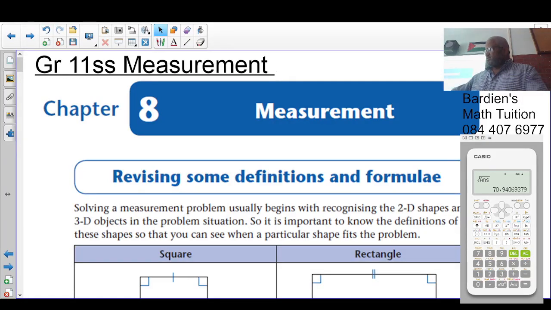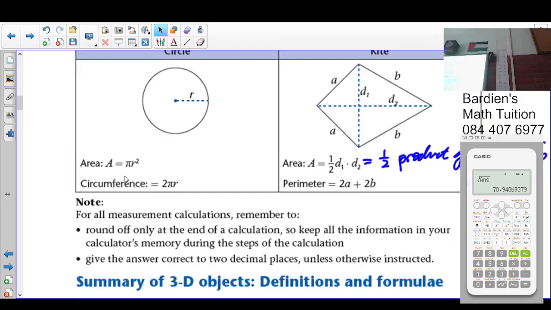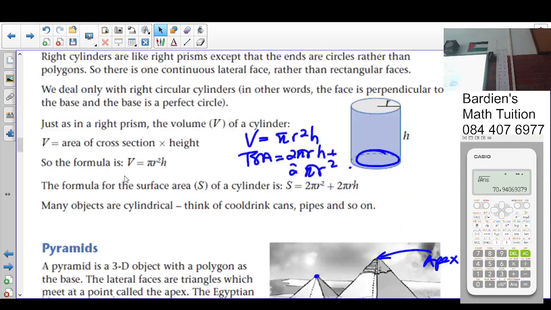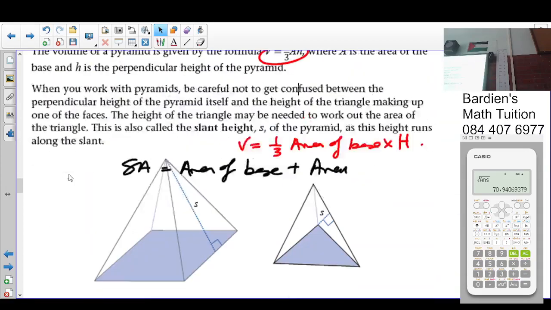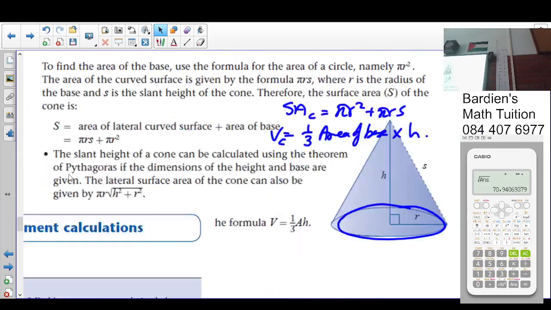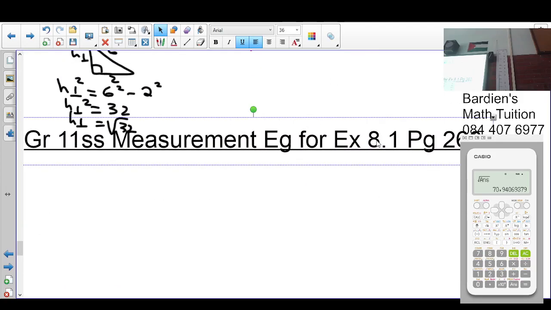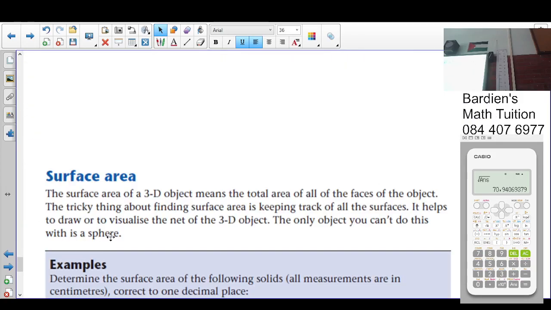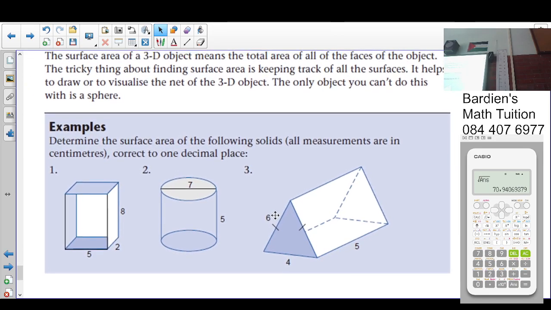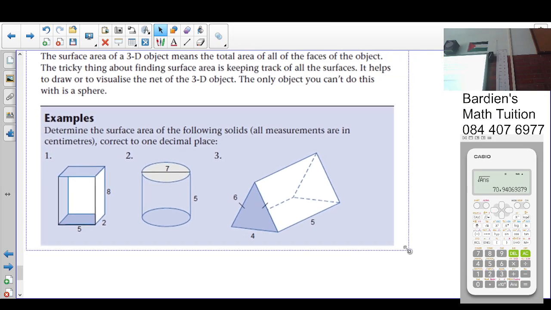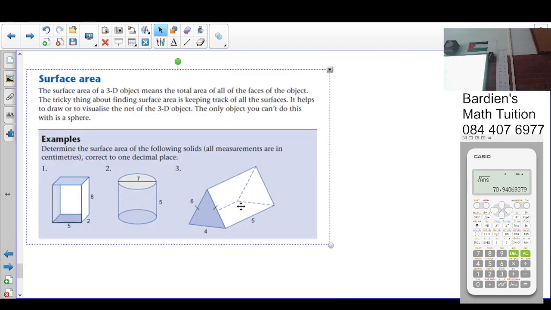Okay, good morning, class. So today we're looking at measurement. We are looking at the second exercise, which is 8.2. The examples for exercise 8.2. This is now the next page. Okay, now today we're going to look at surface area. So we worked volume in the last lesson.